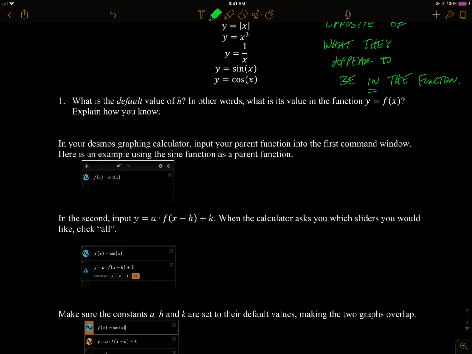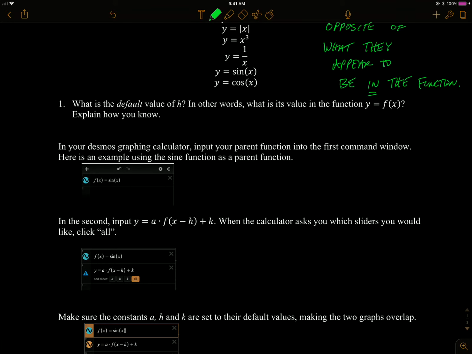All right, so what is the default value of h? So if I focus in on just the h, I'm not going to put in the a or the k.